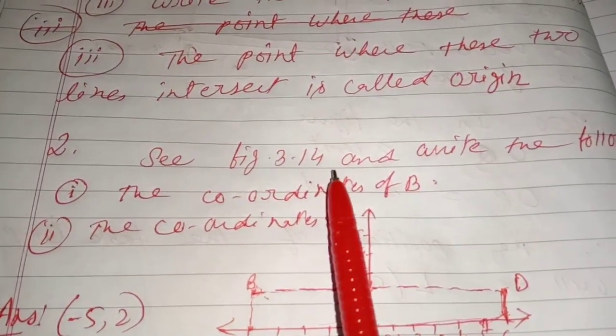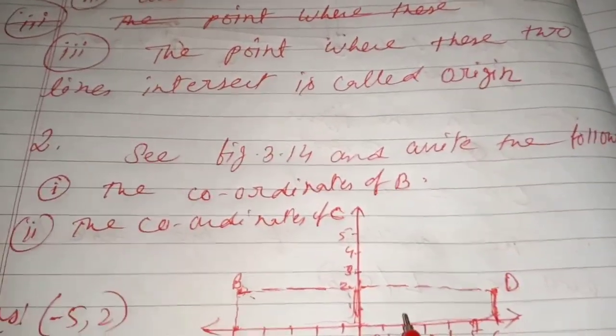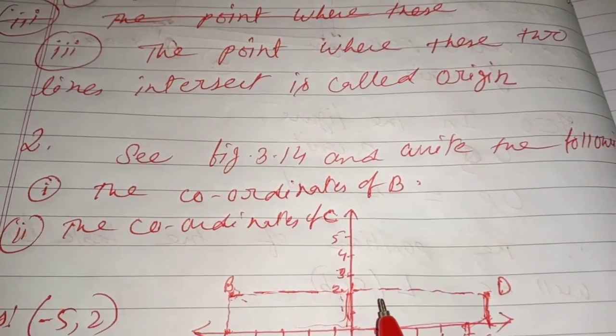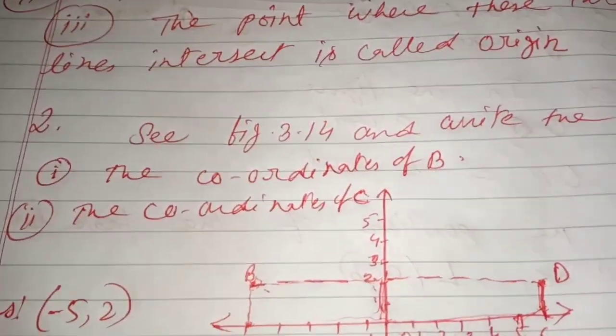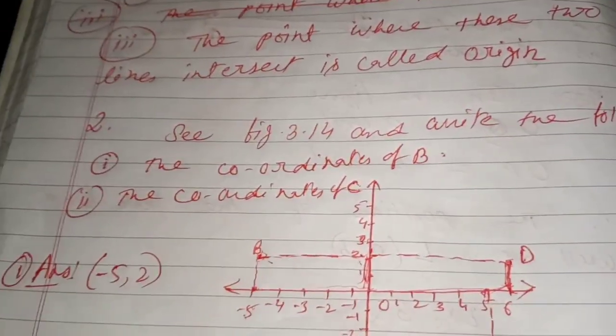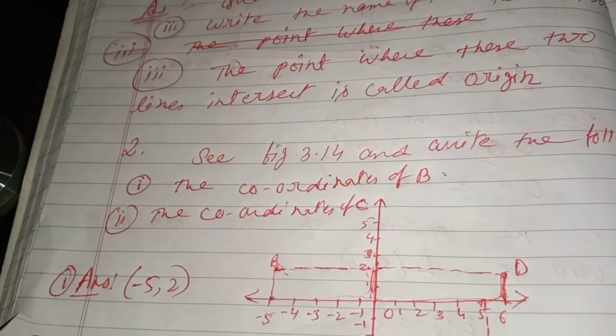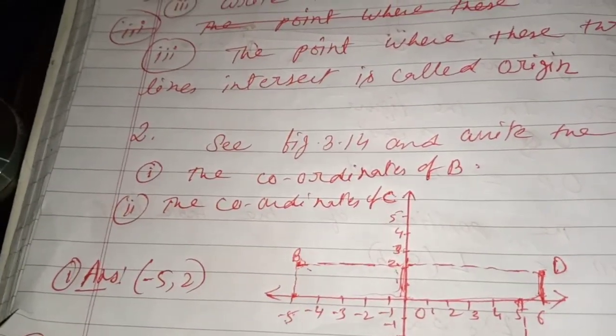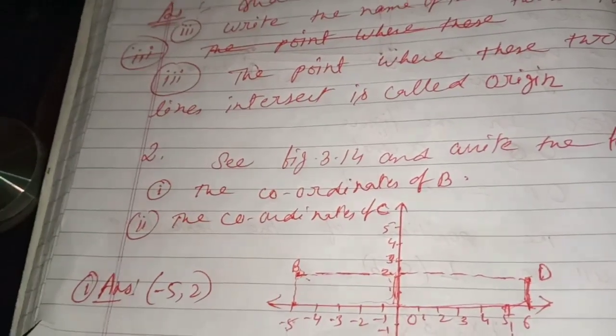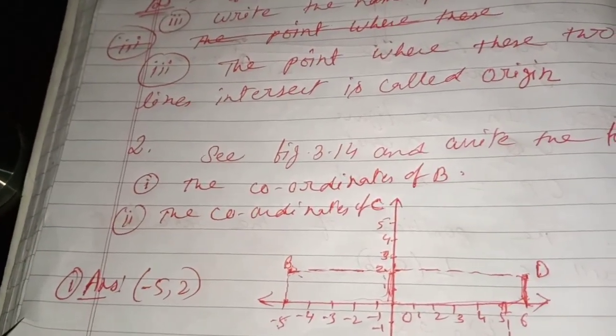Next, question number 2. See figure 3.14 and write the following. The figure has been given in the book. You have to find the answer only. So there are 7 or 8 questions, but I'll give you 1 or 2, then others you can solve yourself.